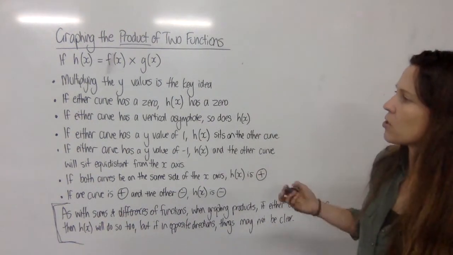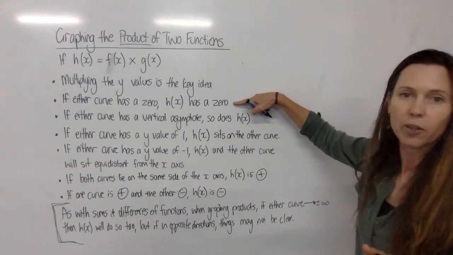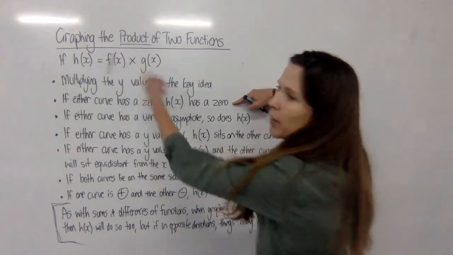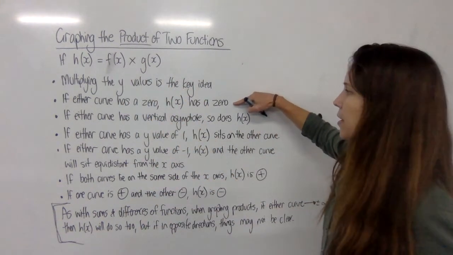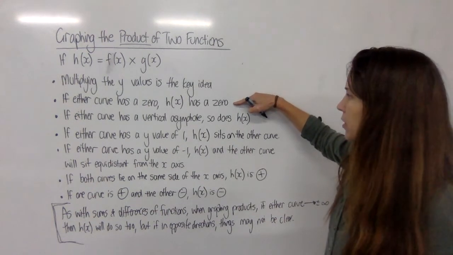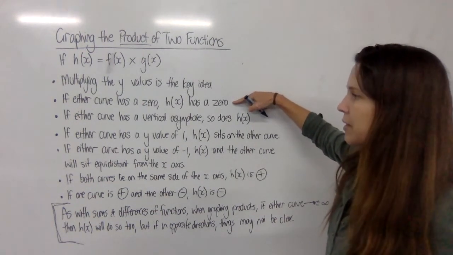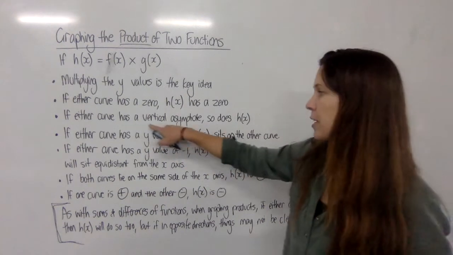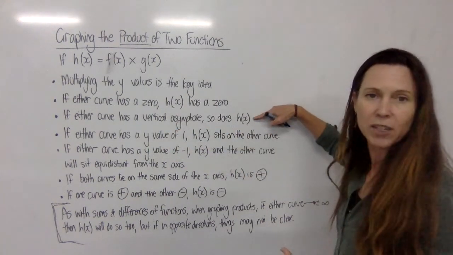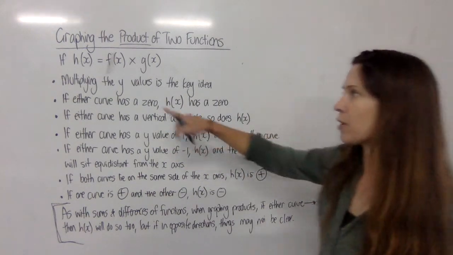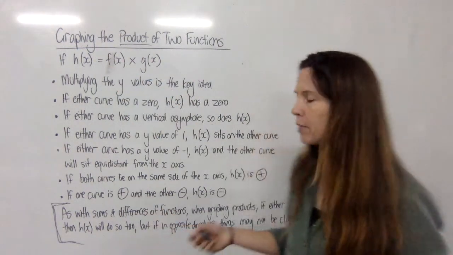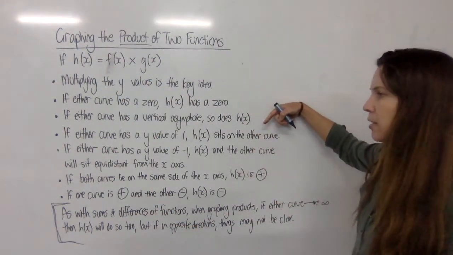Some other considerations though, if either curve has a 0, then we know that 0 multiplied by anything is 0. So that means that our new curve, our product curve, will also have a 0. That makes sense. If either curve has a vertical asymptote, so will h of x. That makes sense because if we're undefined, then we can't multiply by the other function no matter what it is.